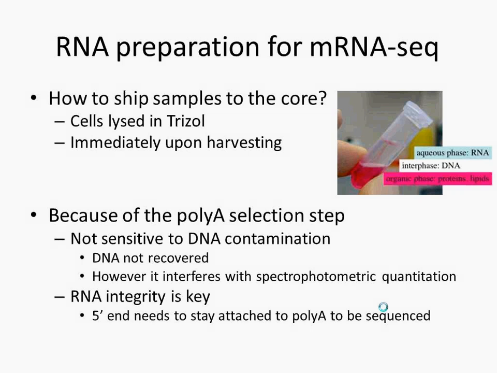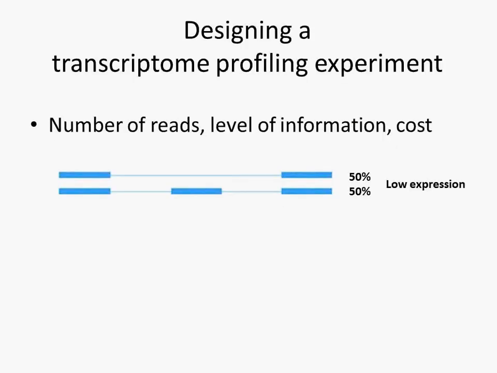The disadvantage is that RNA integrity is key. If we want the 5' end to stay attached to the poly-A in order to be sequenced, because the transcript is pulled by its poly-A tail, we really need to have no breaks in the RNA, in order to not bias the data towards only sequencing 3' ends, which are collected with the poly-A.